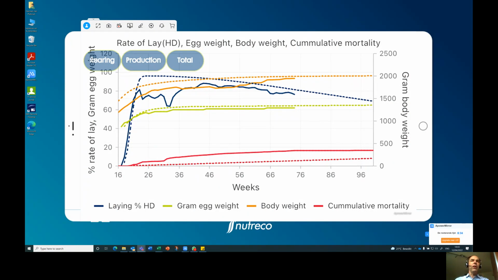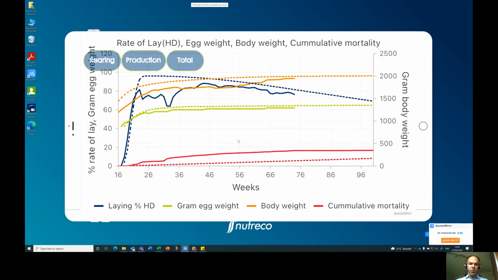In this video, I want to explain to you how to read a graphic properly. So here you see the graph, the production graph of the LayerGenius app. At the top, it says the title: rate of lay, hen day, egg weight, body weight, and cumulative mortality. I find cumulative a difficult word, so I try to pronounce it well. That is also what is shown in this graph. So what do you see in this graph?